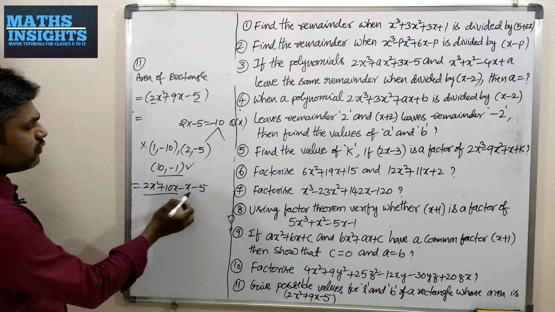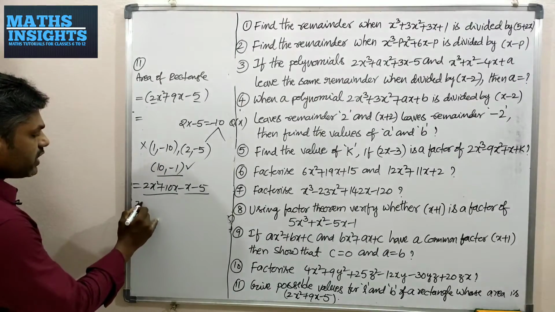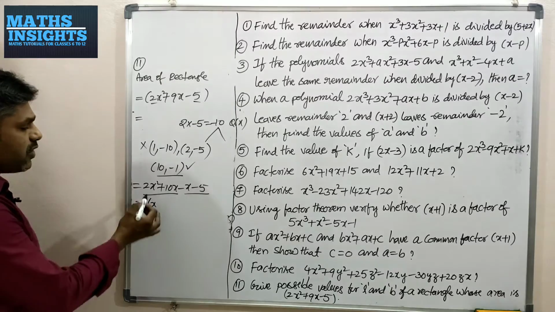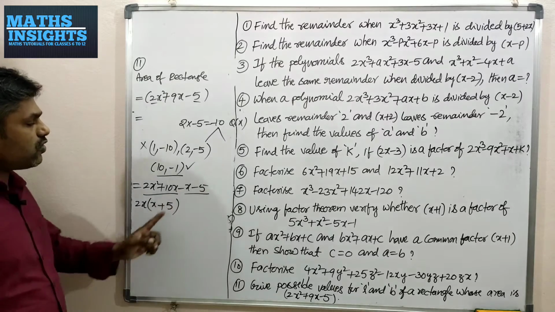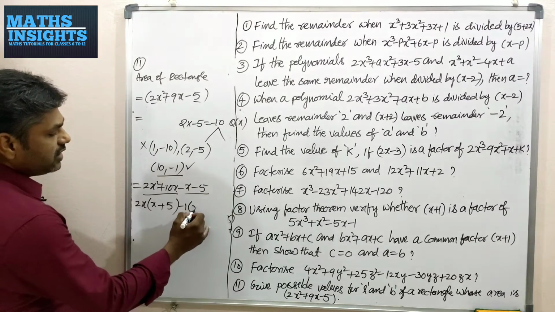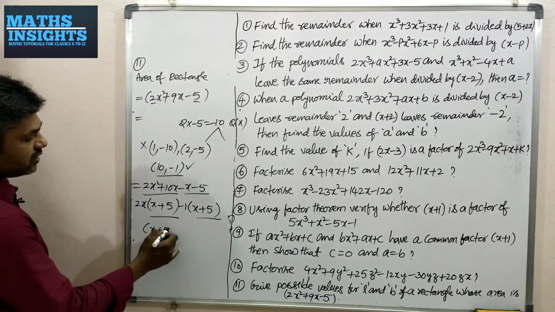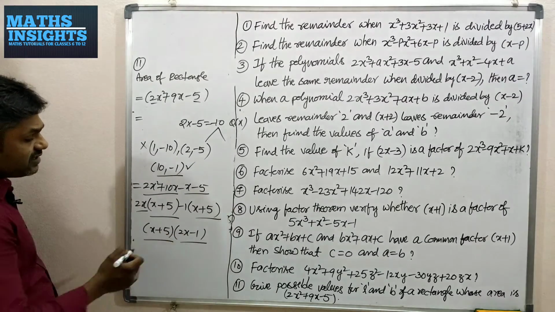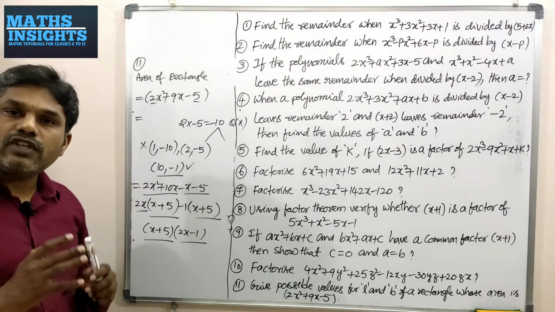Now you got 4 terms in the polynomial. If you observe, the first two terms contain 2x as their common factor. If you take 2x, then I will have x inside the bracket from the first term plus 5. And if you observe, you don't have any common factor, means you have 1, that is minus 1. If I take minus 1, then inside it will become plus. Again you have x plus 5 as your common factor. Therefore, you will have x plus 5 into 2x minus 1.